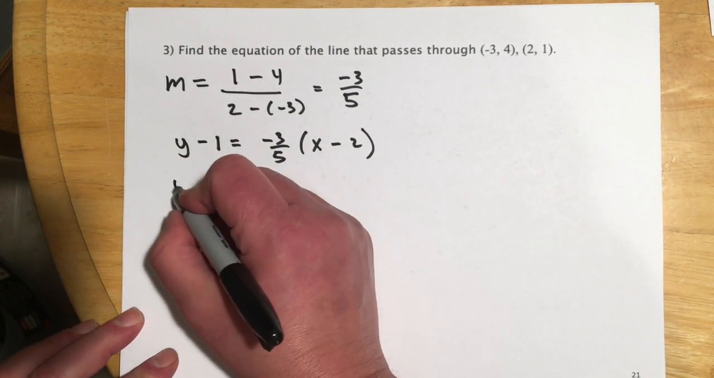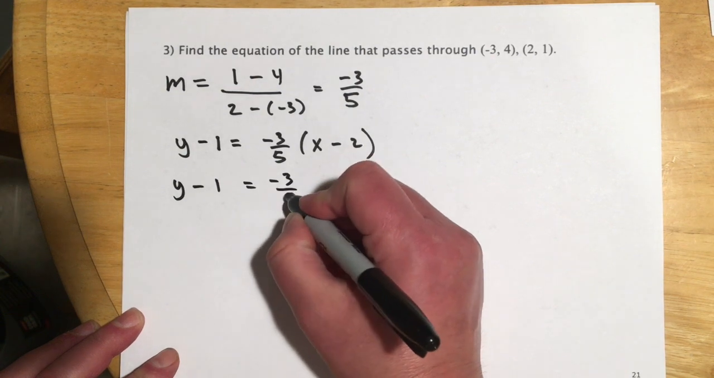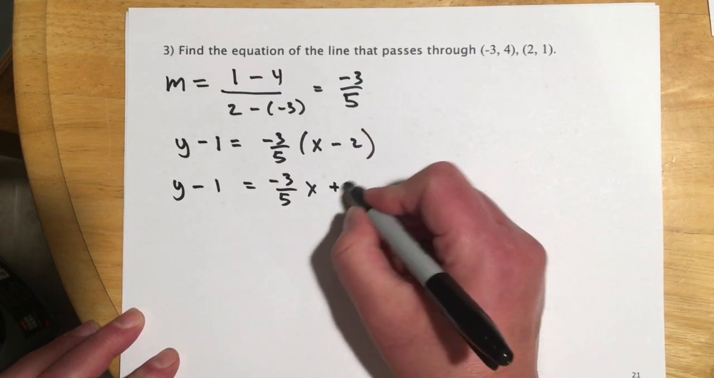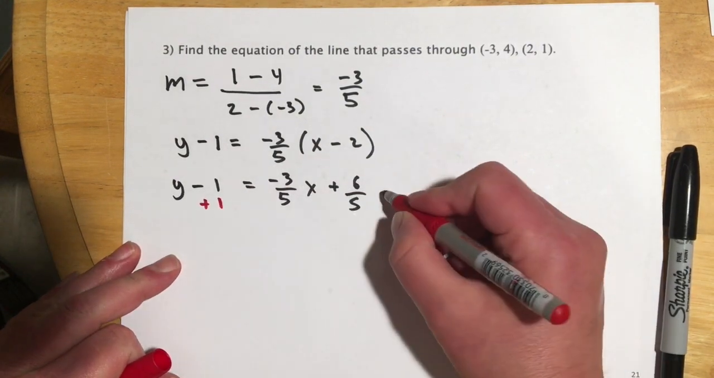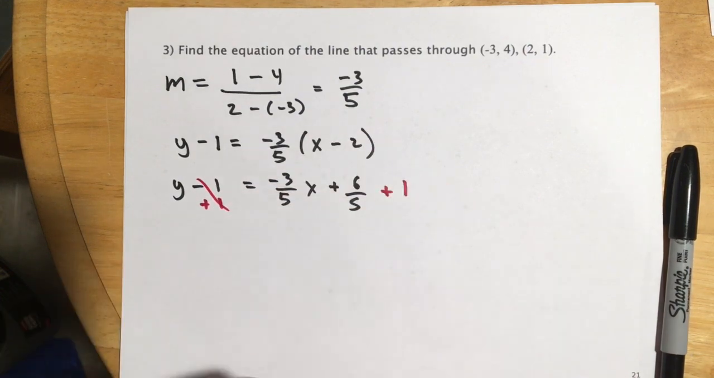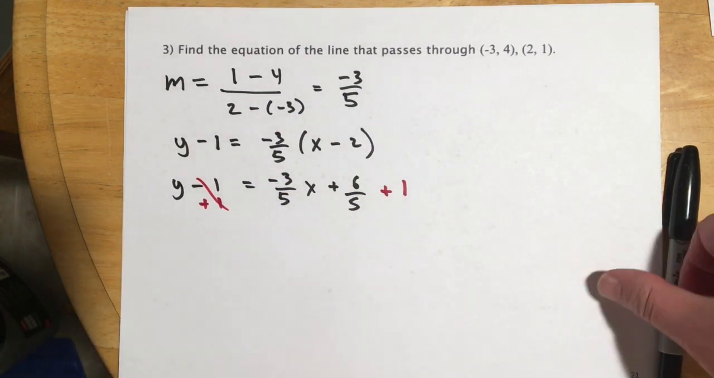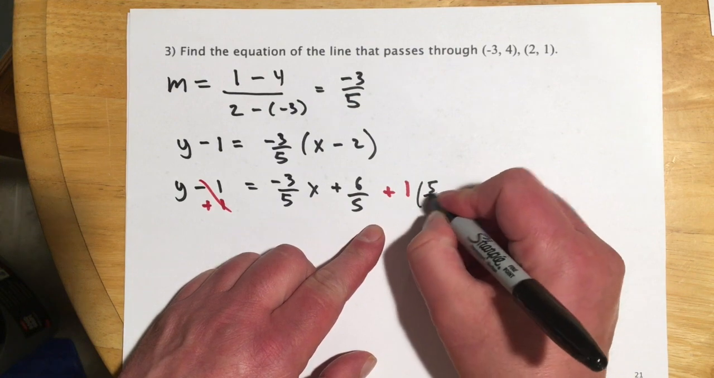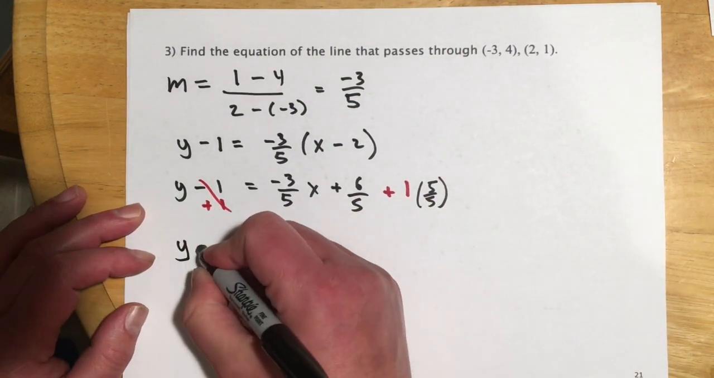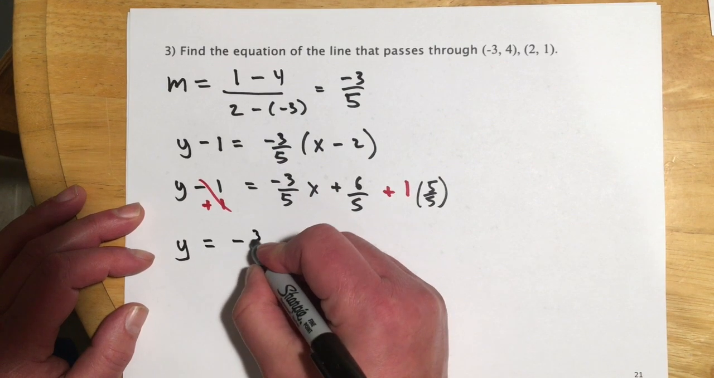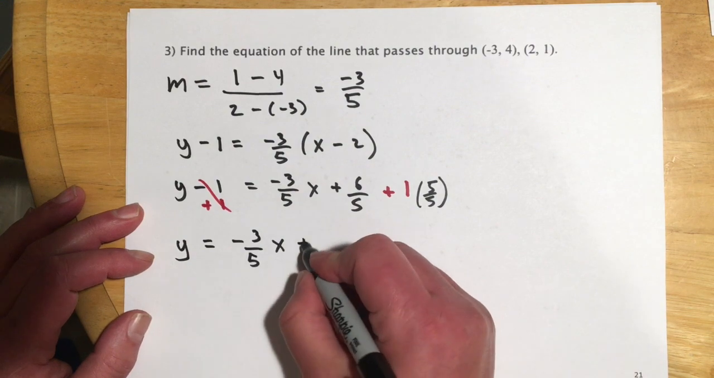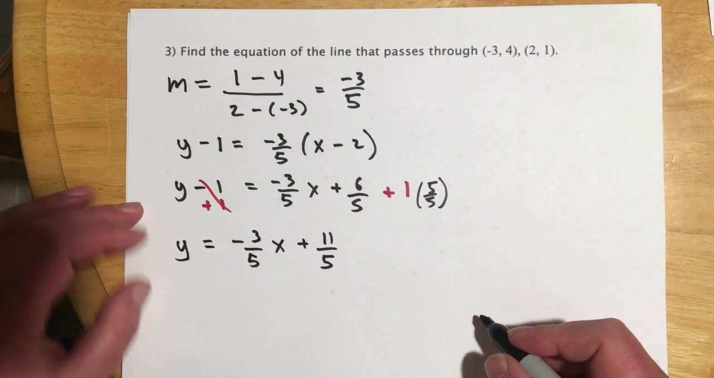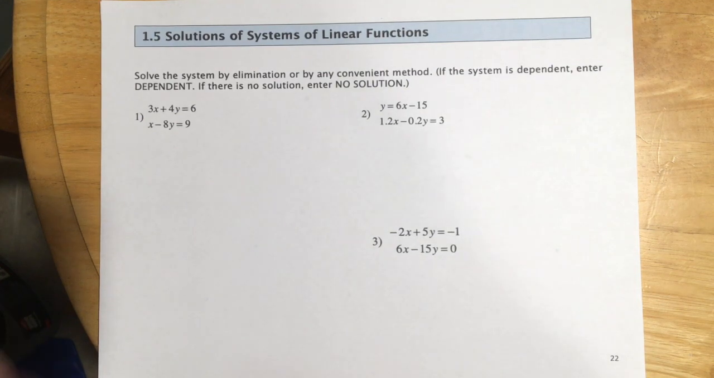I'll run the 3/5 through. Y minus 1 equals negative 3/5 x. Negative and negative will make positive 6/5. And then next I'm going to add this 1 over. And then to get a common denominator, I'll do 5 over 5 right here. So then I have y, that dropped out, negative 3/5 x, and then this would be 6/5 plus 5/5 makes plus 11/5.